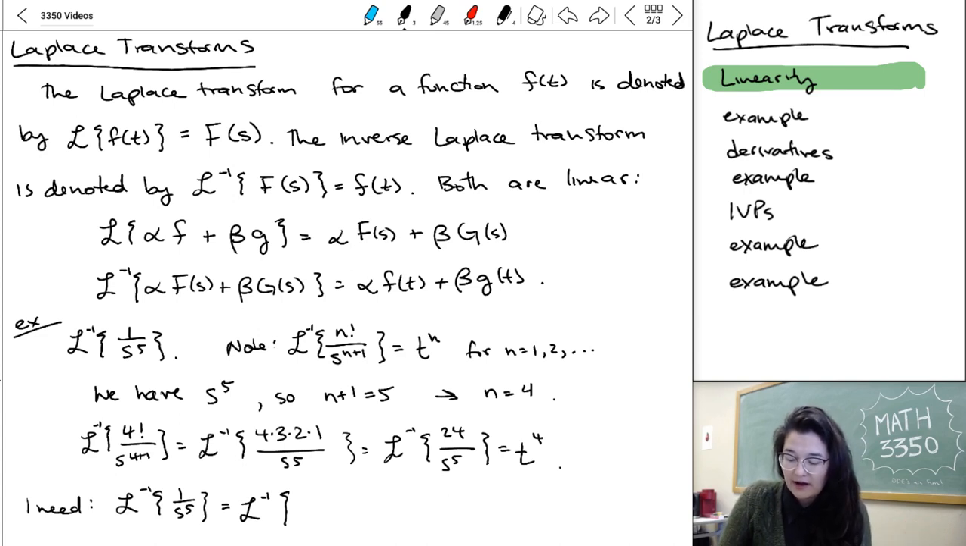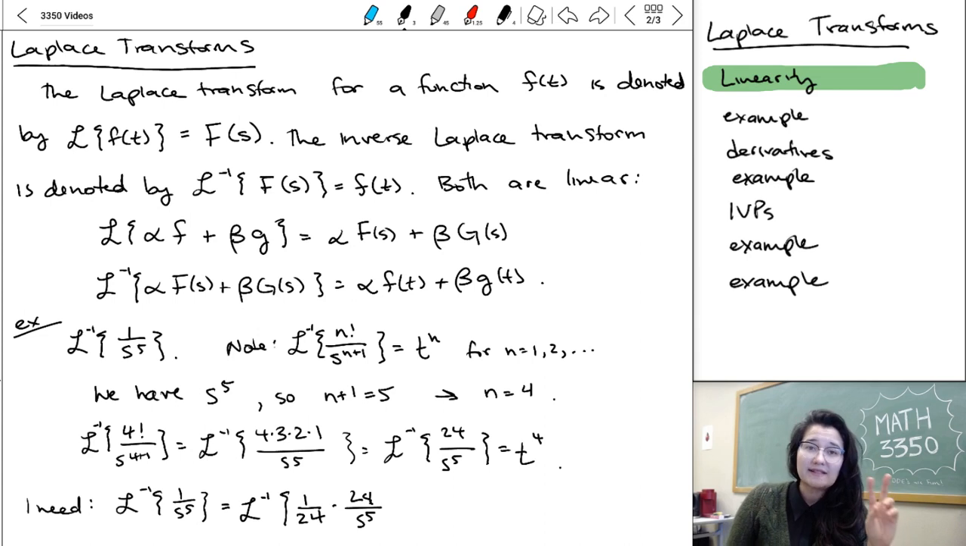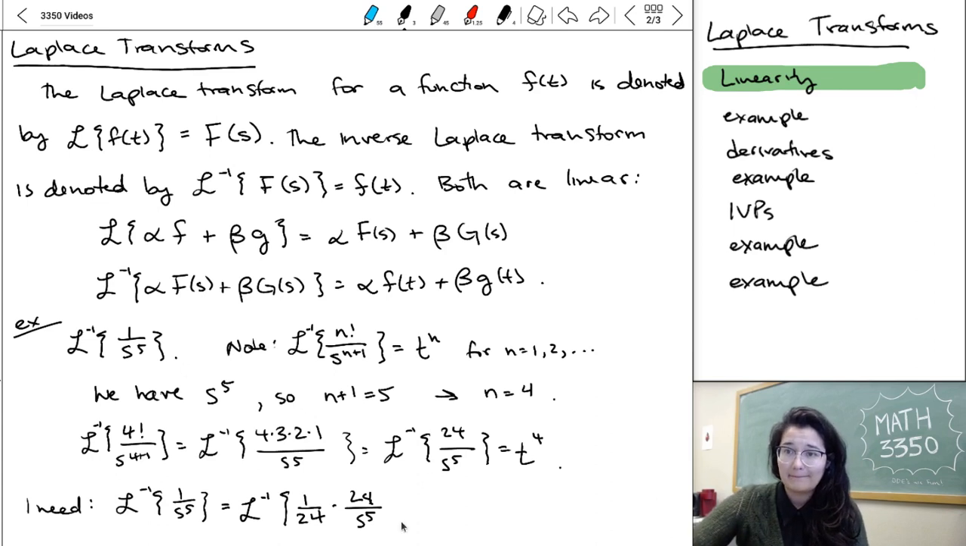1 over s to the 5 is the same as 1 over 24 times 24 over s to the 5. So when I say multiply by 1 in a clever way, 24 over 24 is 1. If I have 24 on top and I undo it by 24 on bottom here, I haven't actually changed what's inside the curly brackets. But then by linearity, I know that this number 1 over 24 can come out of my inverse Laplace.